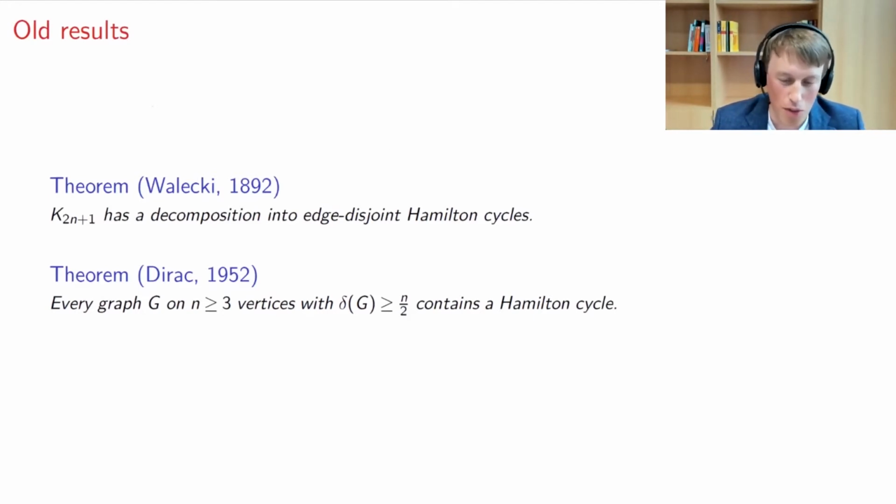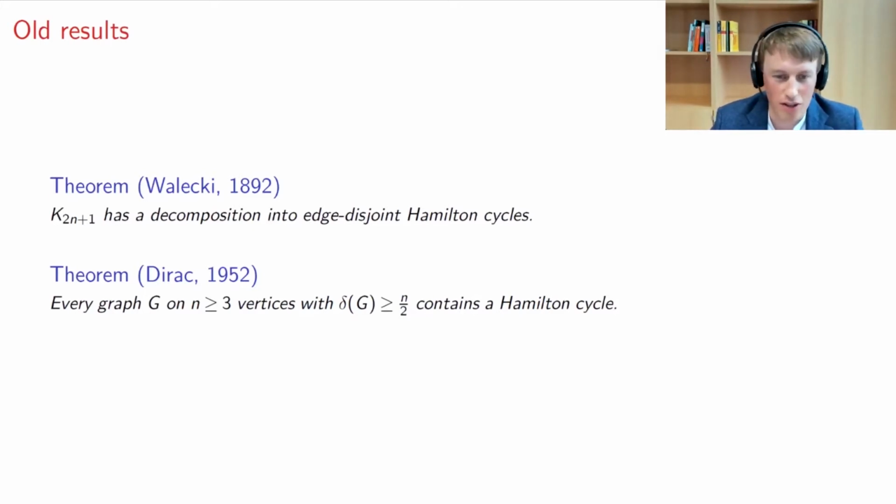First one: if you have a complete graph on an odd number of vertices, there's this very nice construction of Walecki, saying there is such a nice rotation trick that will give you n disjoint Hamilton cycles. And Dirac says, if you potentially don't have a complete graph, so much less structure, you might still have one Hamilton cycle if you can at least guarantee that the minimum degree is n/2. So this is very old history.